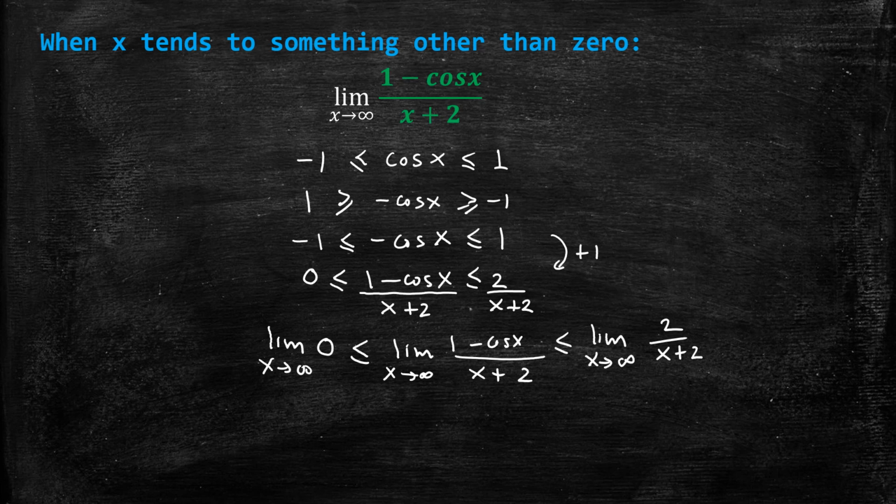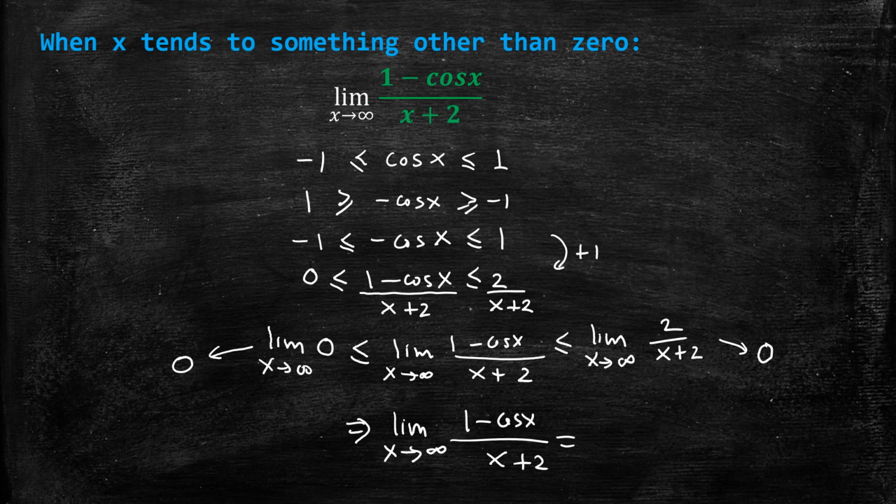Now, we know that the limit of 0 as x goes to infinity is just 0. And we know as x goes to infinity here, we'll have 2 over a very large number, which is also therefore equal to 0. And that leaves the middle function no choice but to follow suit, so that the limit of 1 minus cosine x over x plus 2 as x goes to infinity is equal to 0 also.